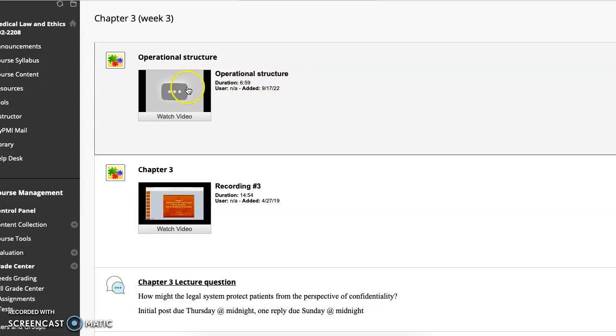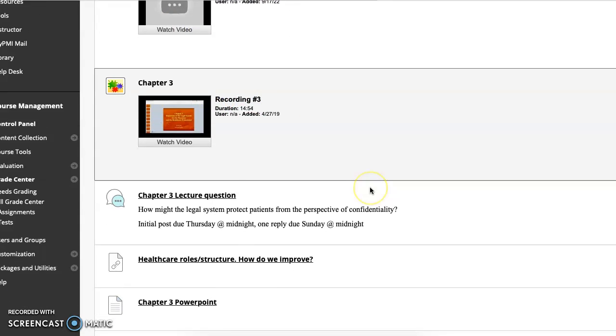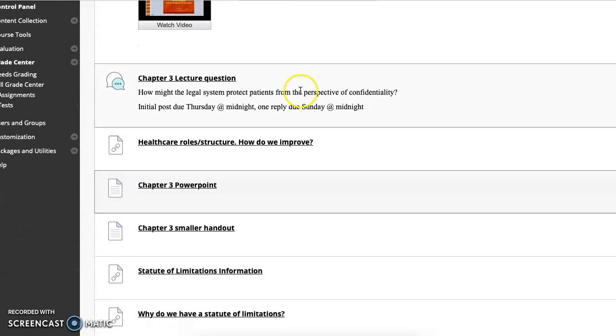Chapter three is going to have a new lecture on operational structure. Chapter three recorded lecture, which is the full lecture. You're going to have your lecture review question as you had this past week. You guys did an awesome job with that. Just keep up the same kind of work. Just make sure you post something in there because that's what's important.